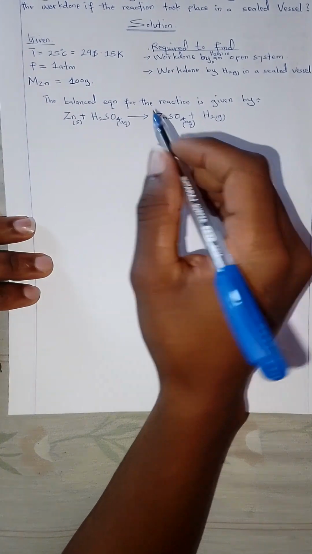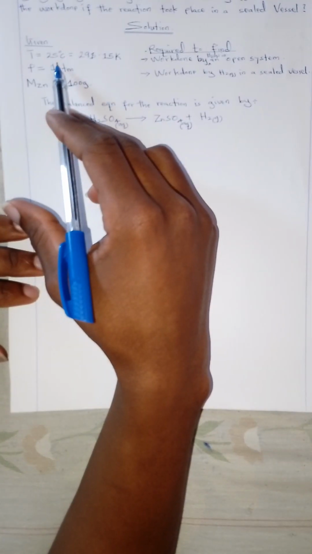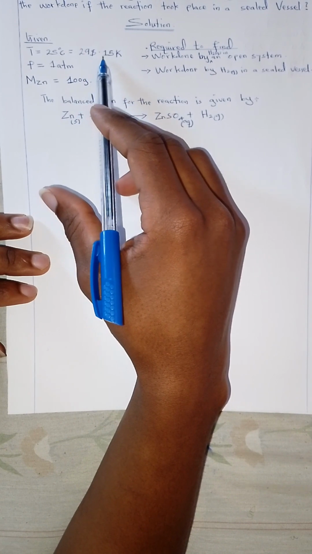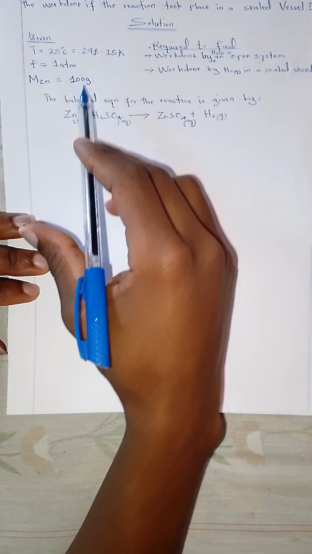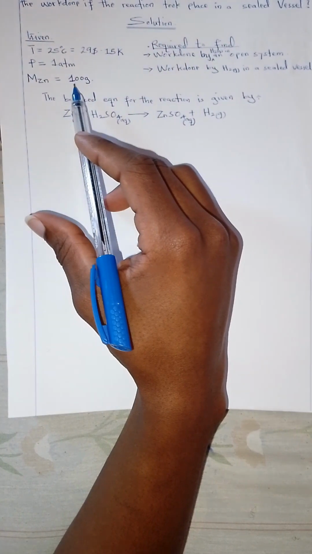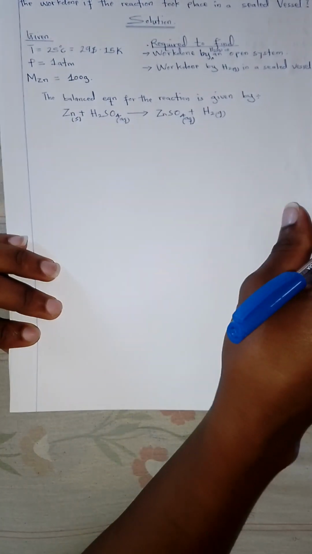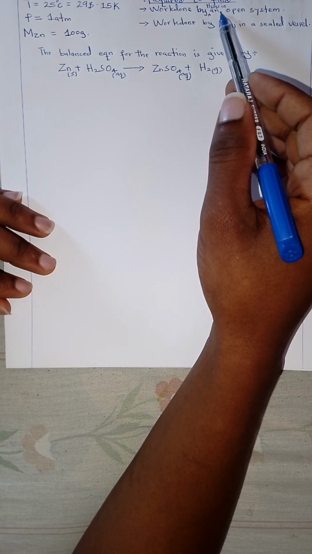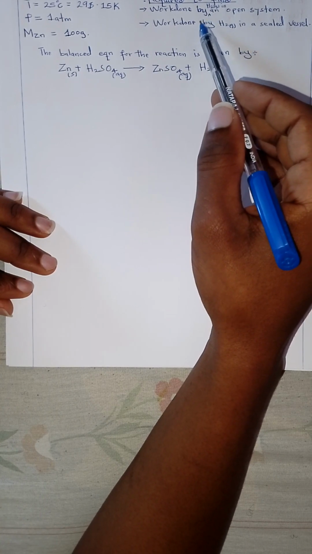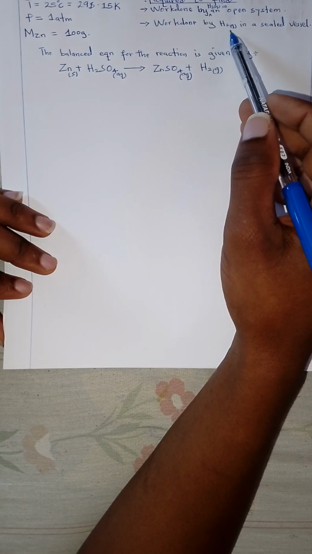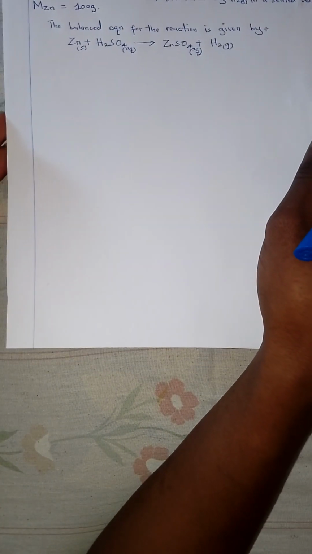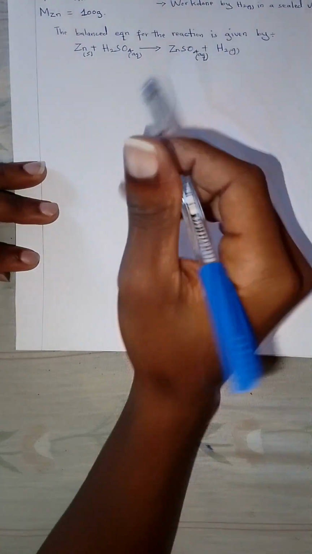We have been provided with the temperature of 25 degrees Celsius, which is equal to 298.15 Kelvin, the pressure of 1 atm, and the mass of zinc is 100 grams. We are required to find the work done by hydrogen gas in an open system as well as the work done by hydrogen gas in a sealed vessel. Let us consider the reaction equation below.